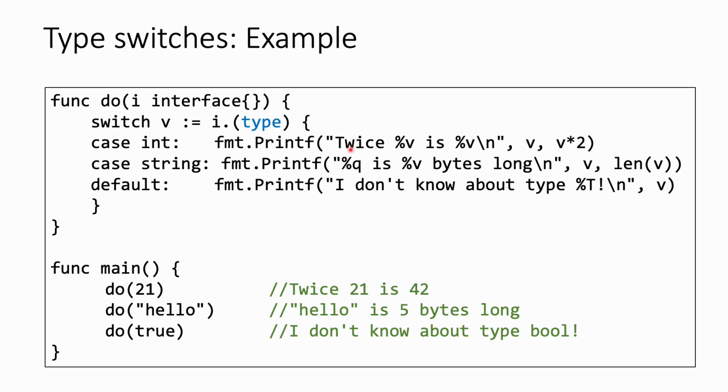Here is an example of using a type switch. In this example, we define a function do that takes an interface value i as the only argument. The function body has only a type switch statement, which tests whether the underlying concrete value of i is a type int or string. The underlying value of i is assigned to variable v by the expression v := i.(type).